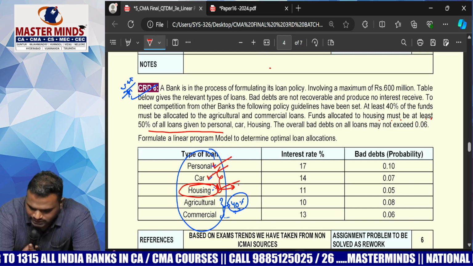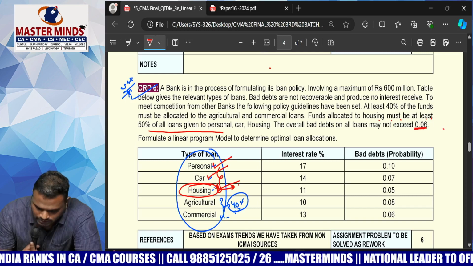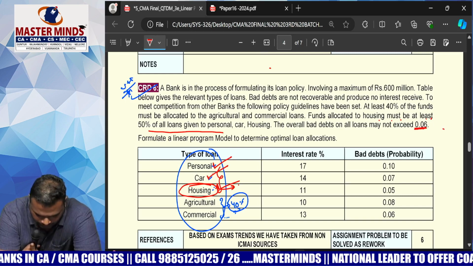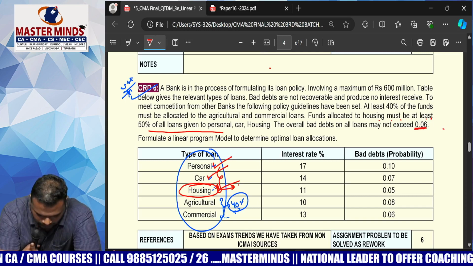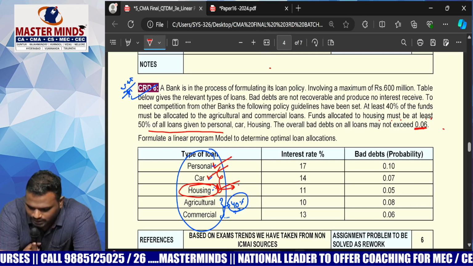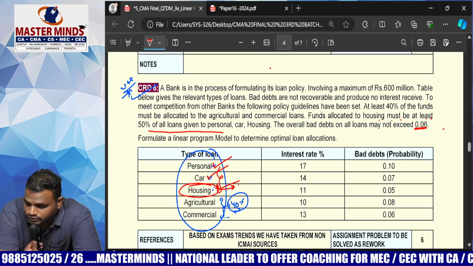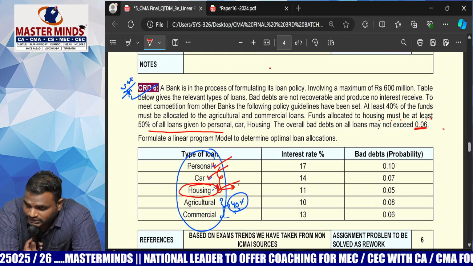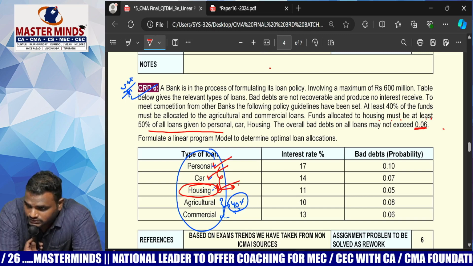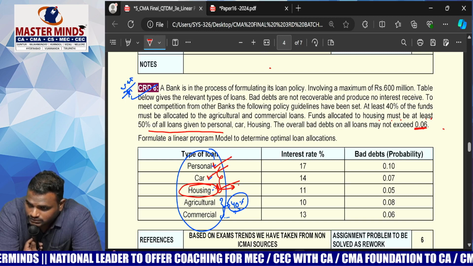Overall bad debts on all loans may not exceed how much? 0.06. Formulate a linear programming model to determine the optimal loan allocation. My first and foremost question is, what is the objective function? Maximization or minimization? How do you identify that?